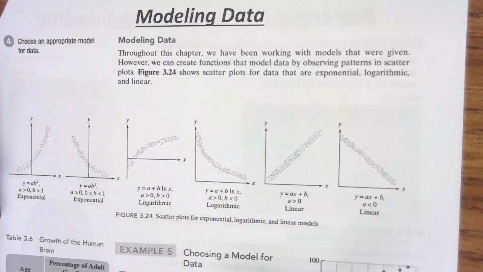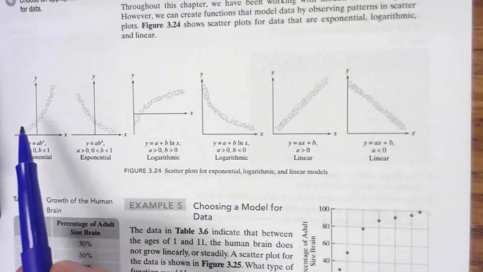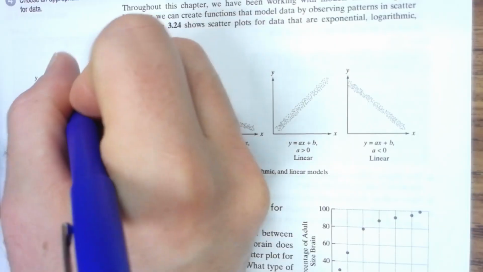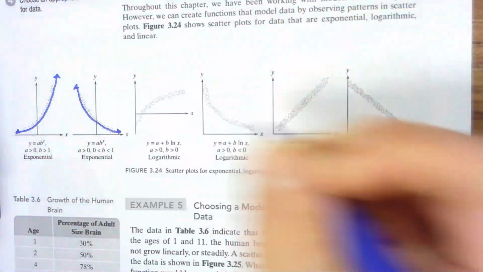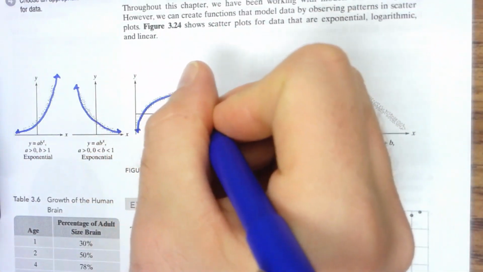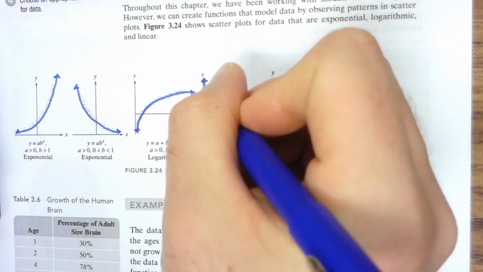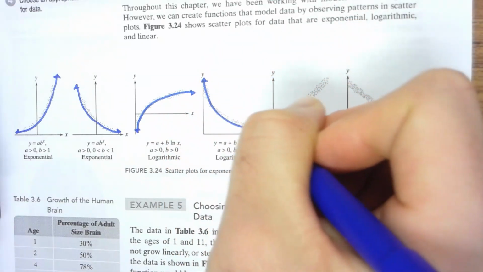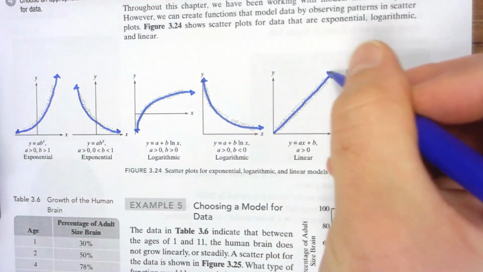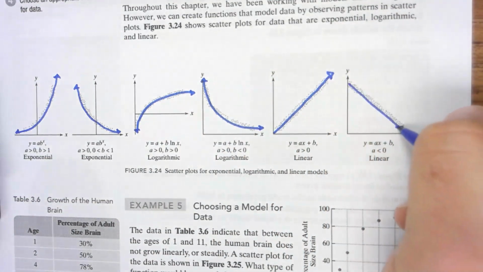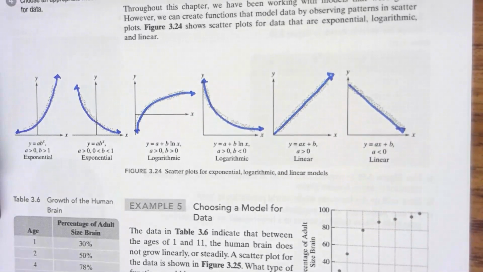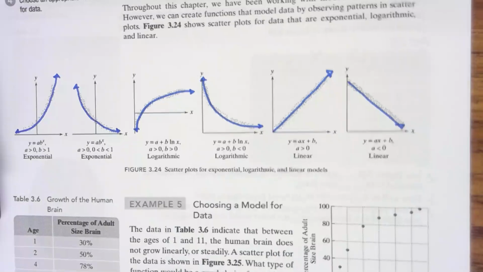So you need to be able to look at all these scatter plots and say, hey, that's exponential growth. This one's the shape of an exponential graph. And if we were to draw a line of best fit, that's another way to see this. Then just the opposite, this would be logarithmic growth, logarithmic decay, linear growth, linear decay. So recognizing what the data looks like and knowing if it's exponential, logarithmic, or linear.